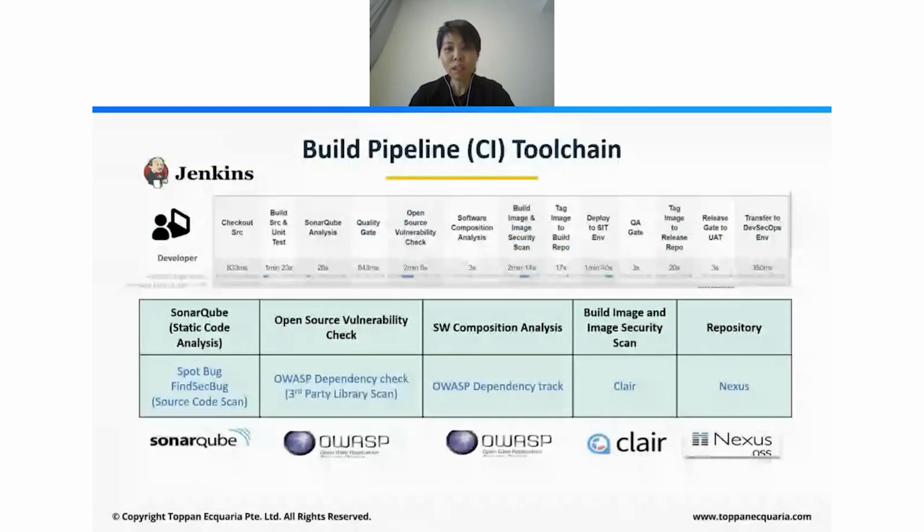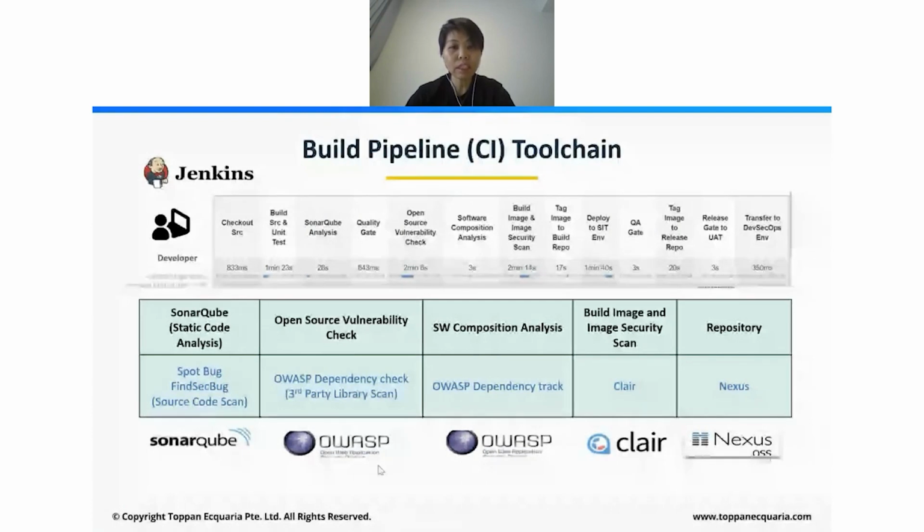At this point, I would like to highlight a few tools that we use in our build pipeline toolchain. The first one is SonarQube. It is a static code analysis tool to perform source code quality analysis and security audit on your application source code. We are also using the Spotbugs plugin, which covers the OWASP Top 10 and CWE.